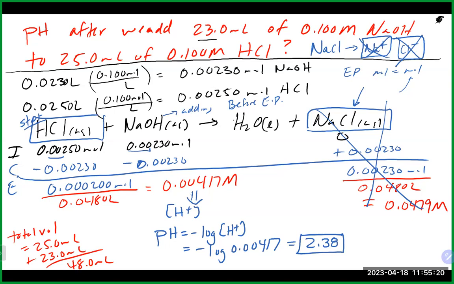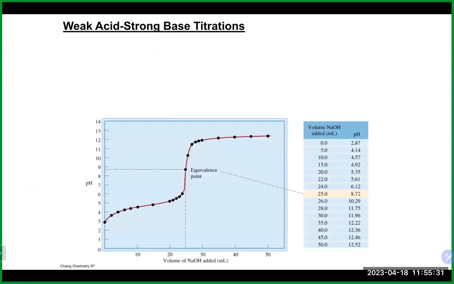Okay. All right, so that is our strong acid, strong base titration. We're now going to talk about the next type of titration, which is a weak acid and a strong base titration.